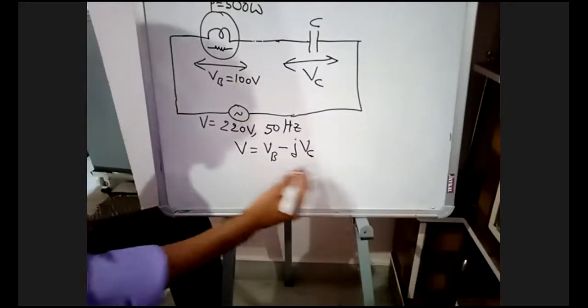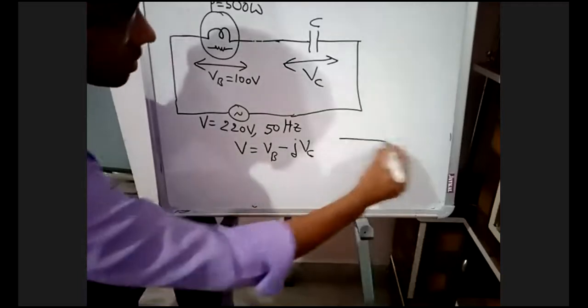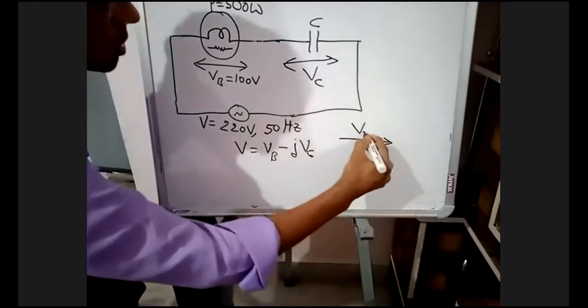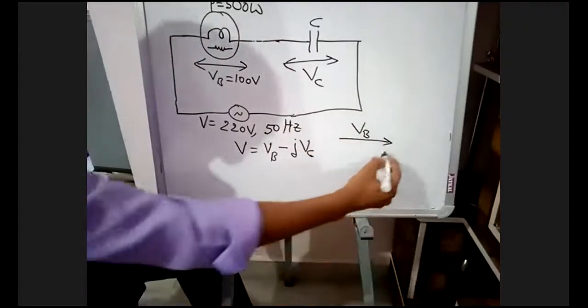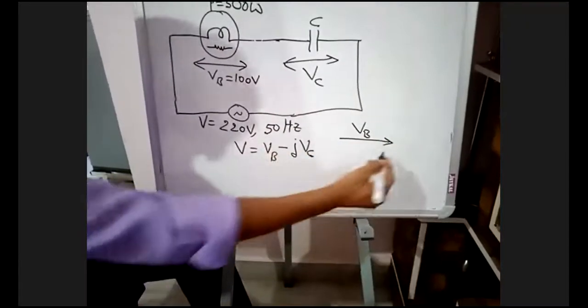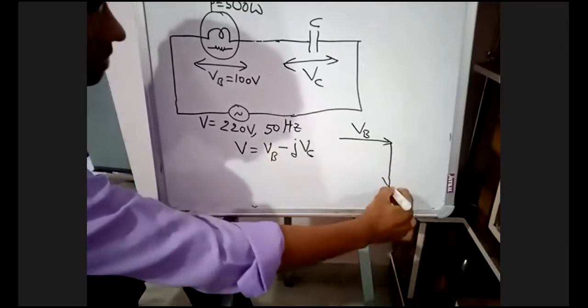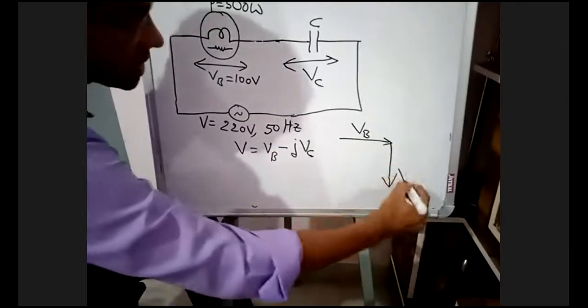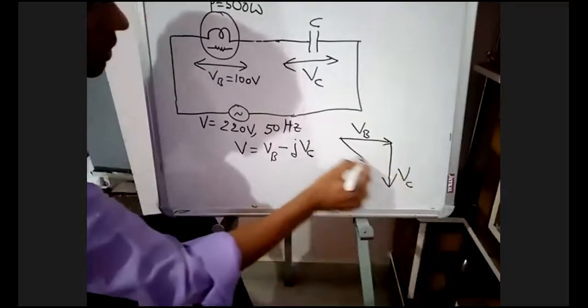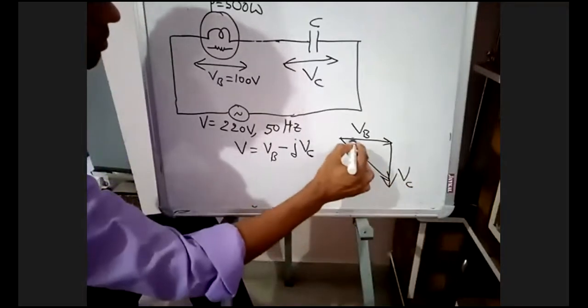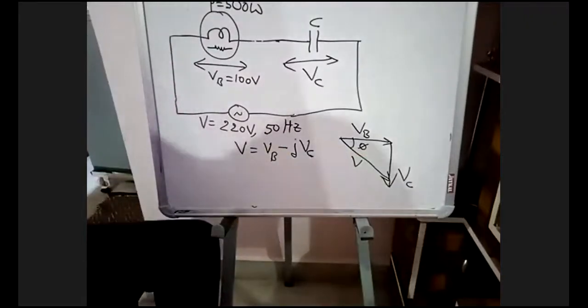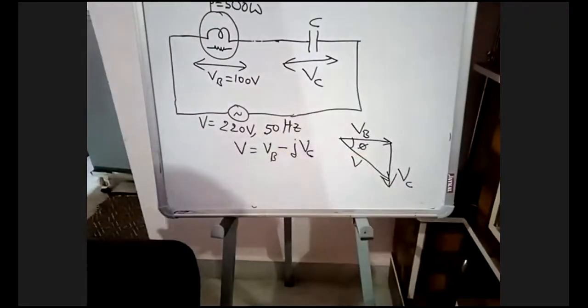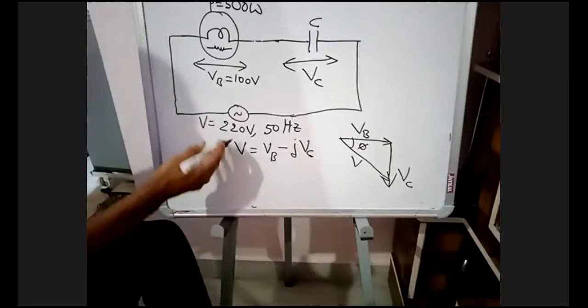Now draw the phasor diagram for this. VB is the resistive part, real part. And minus j, minus for capacitance on the negative side. This is VC and this is your V. Your phi is negative because here you are getting a negative sign. Now we know V is 220.